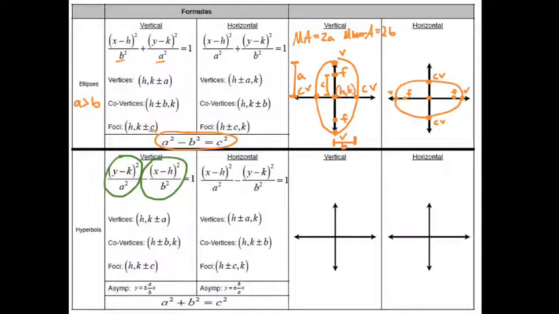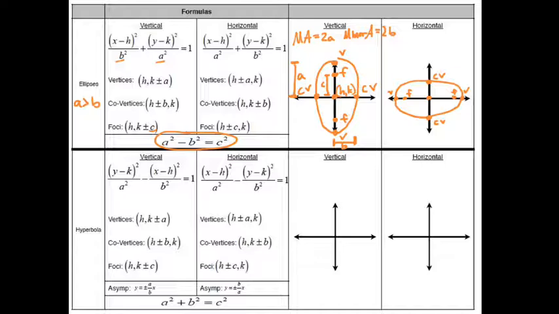Negative. Which one is positive, the x or the y fraction? The y fraction. And guess what? This one's vertical. Look at over here. Which one's positive, the x or the y fraction? The x. And that one's horizontal. So that's what matters. That's how you tell. Whichever one's positive, that is where the major axis will be found.